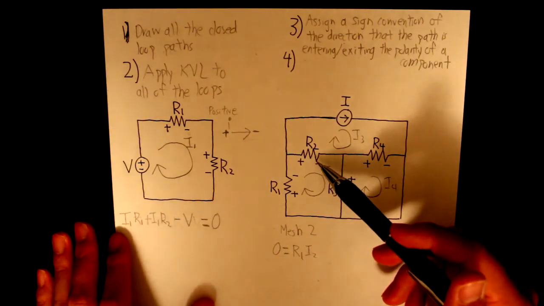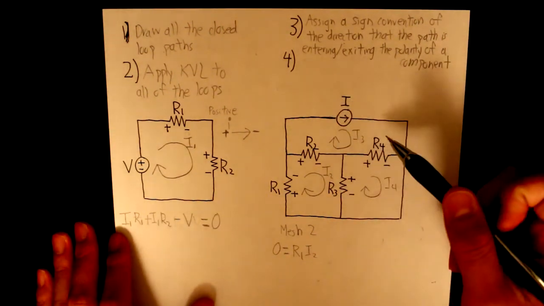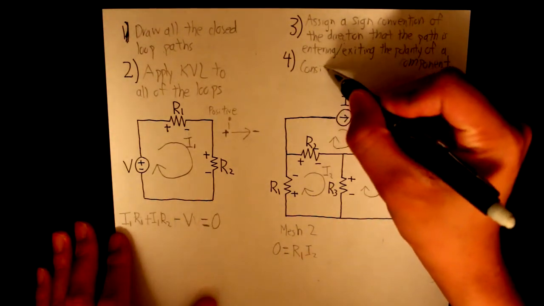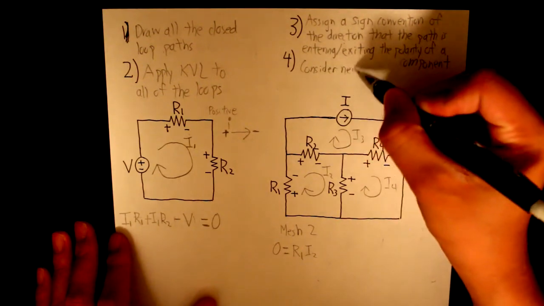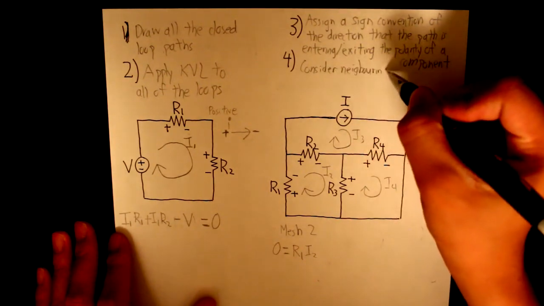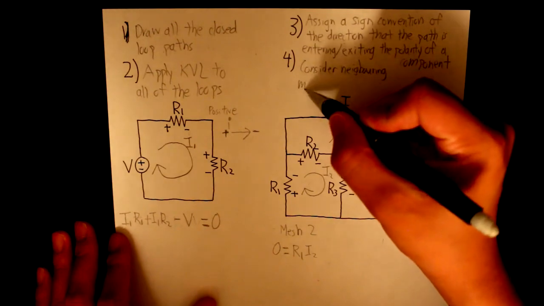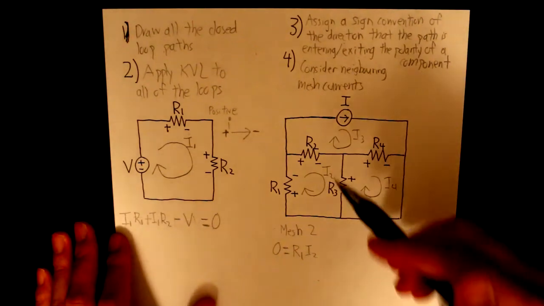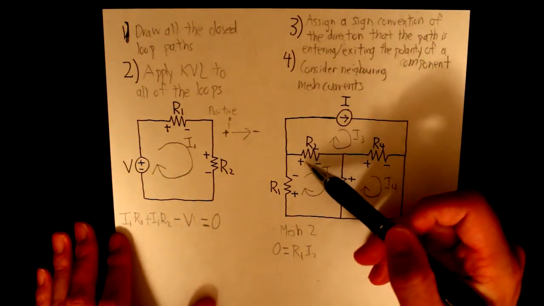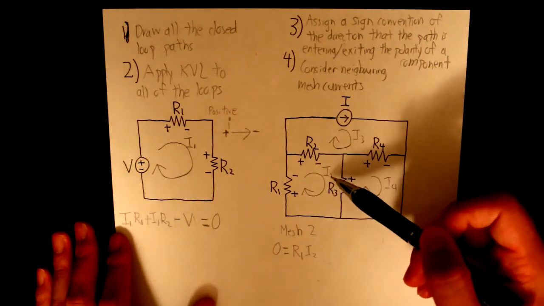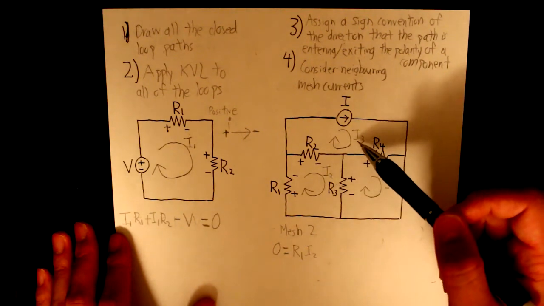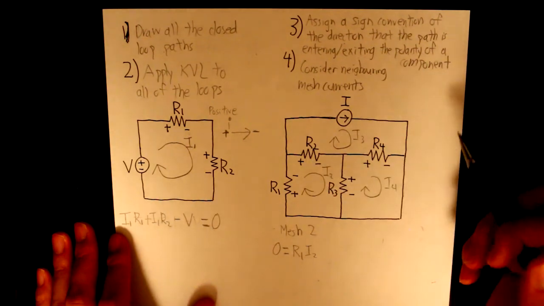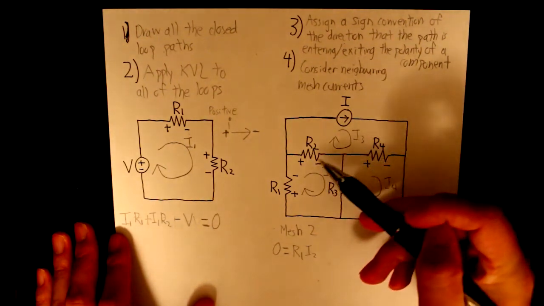Now we've come across an additional rule that I haven't talked about, and that is step 4. Step 4 is to consider neighboring mesh currents. So we do know that this path is entering through R2, and we have to consider I2, but there's also a neighboring mesh current, I3, that is also passing through R2.